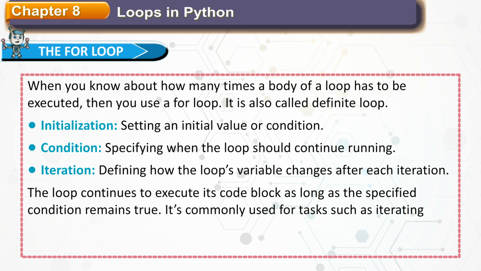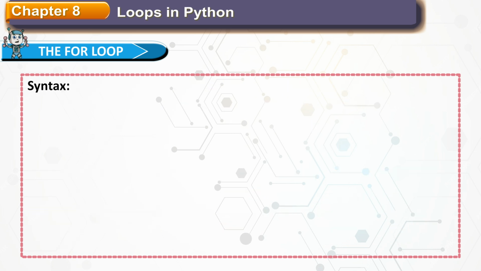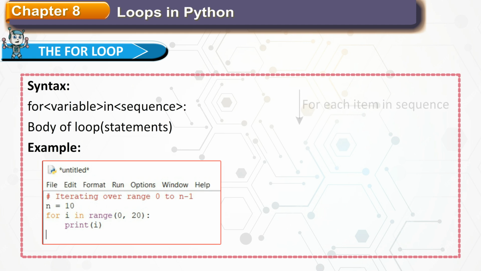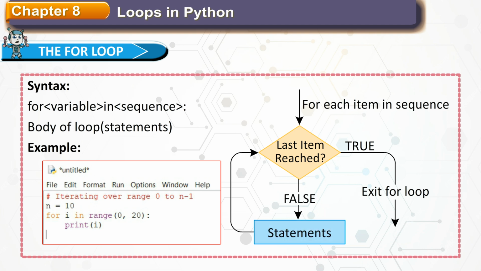It's commonly used for tasks such as iterating through elements in an array, performing a set number of iterations, or looping through a sequence of numbers. Syntax: for variable in sequence, body of loop, statements. Example: for each item in sequence, last item reached? True, exit for loop. False, statements.